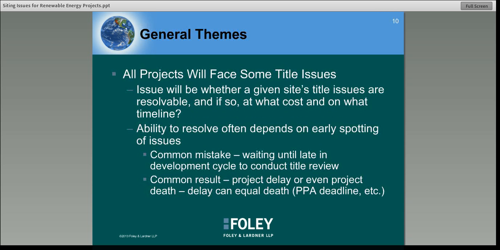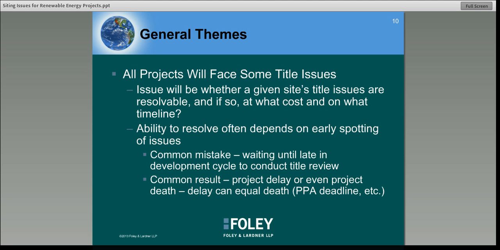So, as a general matter, all projects are going to face some title issues. That's just a fact of project development. So the key issue is generally whether a given project site's title issues are resolvable, and if so, at what cost and on what timeline, meaning can these things be resolved relatively quickly and at a cost that's not going to kill the project. And the ability to resolve these issues often depends on spotting them early.